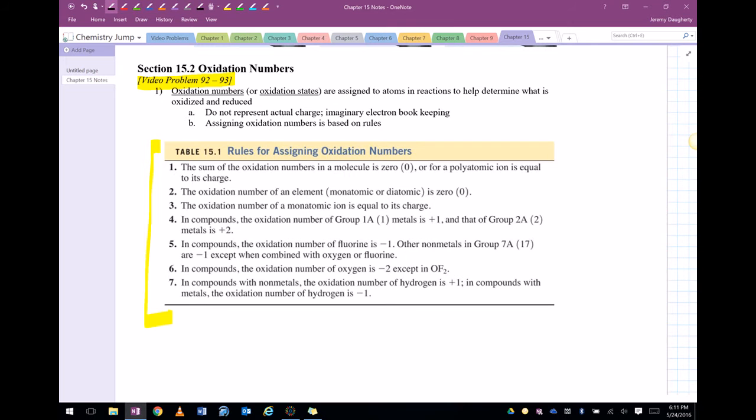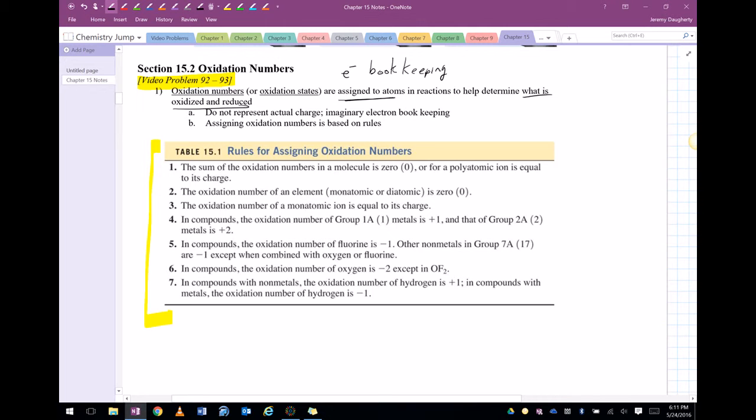So what are oxidation numbers? They're basically a way for us to have electron bookkeeping. They're not the charge. It's not the same thing as the charge, even though it seems like it. It's if we were to assign electrons in a molecule, this is what we would do. We're keeping track of the electrons. Now we do that in order to figure out what's being reduced and what's being oxidized.